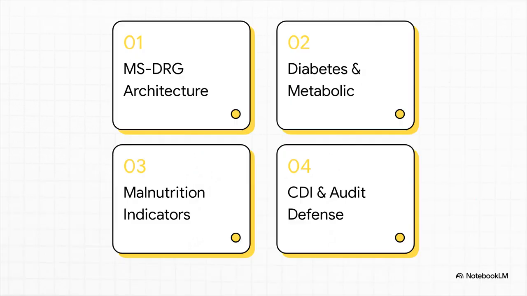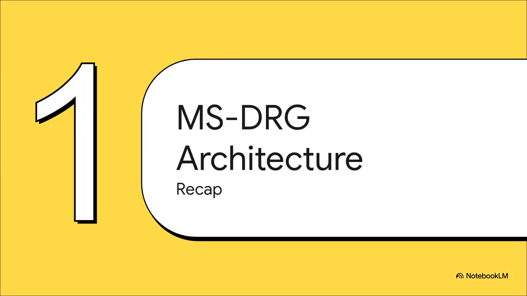Here is our roadmap for today. 1. An MSDRG architecture recap. 2. Diabetes and metabolic coding. 3. Malnutrition indicators. And 4. CDI and audit defense.